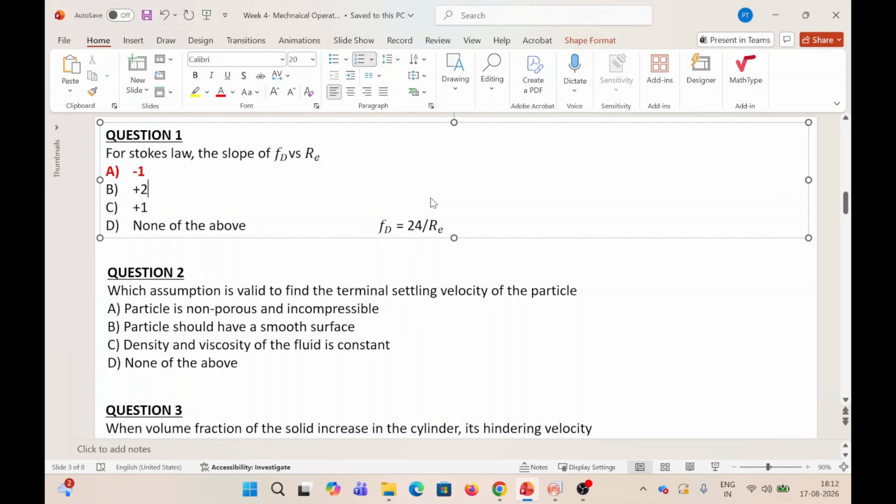Option A is the particle is non-porous and incompressible. Option B is the particle should have a smooth surface. Option C is the density and the viscosity of the fluid should be constant. And D, none of the above. Answers?